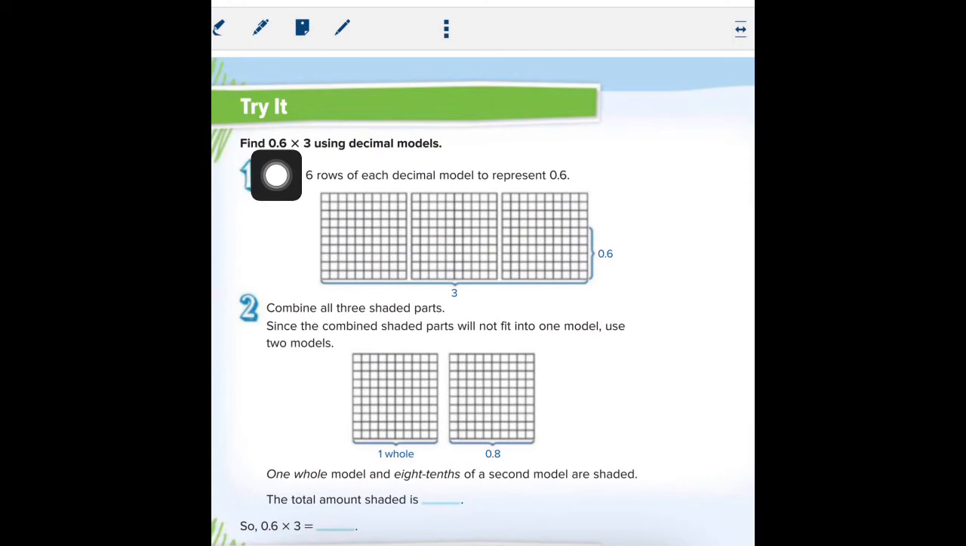Number 1. Find 0.6, or it can also be read as 6/10 times 3 using decimal models. So that means we have 3 of these big 100 squares, and in each one we're going to fill 6 out of 10. Remember, 6/10 is 6/10 in the 10th spot. So we're going to fill 6.